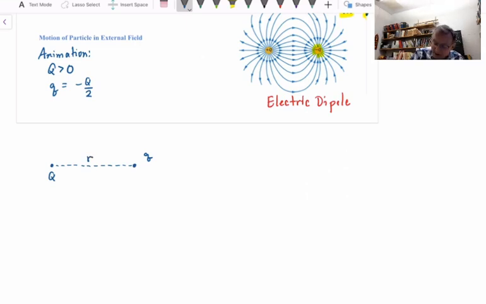So I know there's an electric force on little q. Which way is it? What's the direction of F electric on little q? Did you say towards big Q? Because they're attracted, right? One's positive and one's negative.